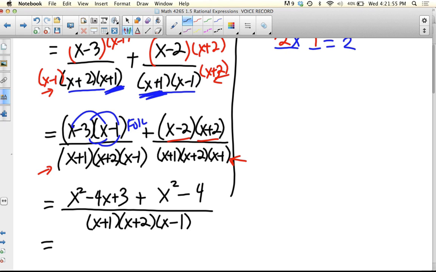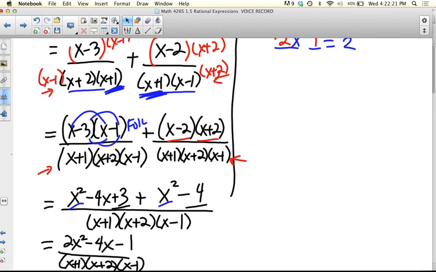Okay, and this is equal to, we simplify the top, we've got 2x squared minus 4x, and then plus 3 minus 4 is minus 1, all over x plus 1, x plus 2, and x minus 1. And that's the final answer. And if we have restrictions, x cannot equal negative 1, negative 2, or positive 1. All right. Okay, let's go to the next one.